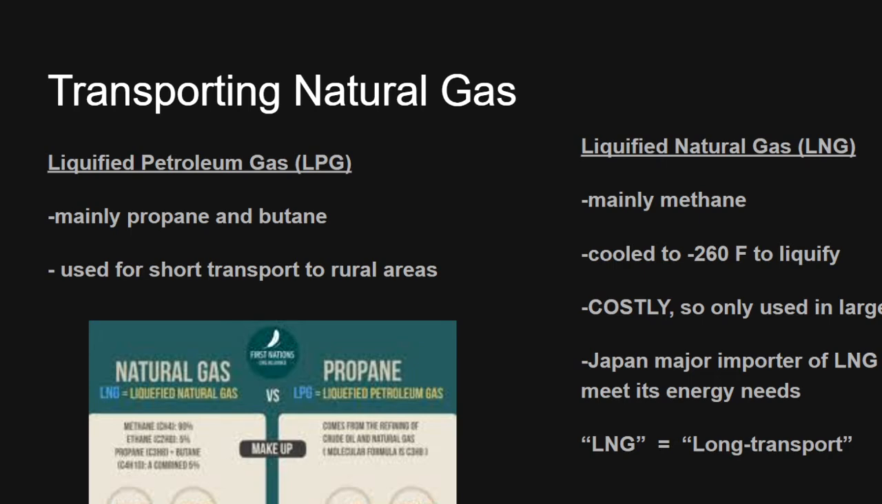And since it has to be cooled, refrigerated, and kept at that really high pressure, it's incredibly costly. So we only use it when we're using really large quantities of gas that we're pumping places. Japan, for example, doesn't have any of its own natural fossil fuel sources, so it has to import its energy resources. And Japan imports a lot of liquefied natural gas, or LNG, from Russia to meet its energy needs. And so again, if we just remember that LNG looks like the word long, we know that that's for long transport of fossil fuels.